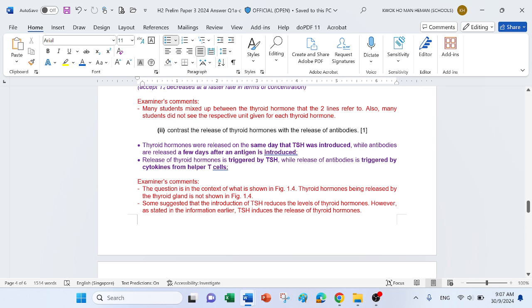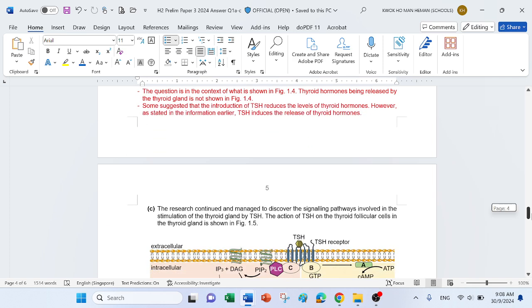Again, with reference to figure 1.4, anything that is not shown in figure 1.4 shouldn't be in the answer, which means for many of you who mention where the thyroid hormones is released from, that is not found in figure 1.4. I know you have the information earlier, but restricted to information in figure 1.4, that is not what is shown. So saying that the thyroid hormones is released from the thyroid gland versus antibodies from the plasma cells, that is, while correct, not an acceptable answer here. Okay, move on to part C.